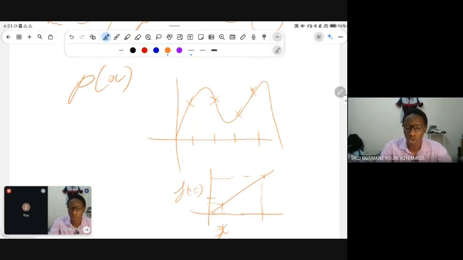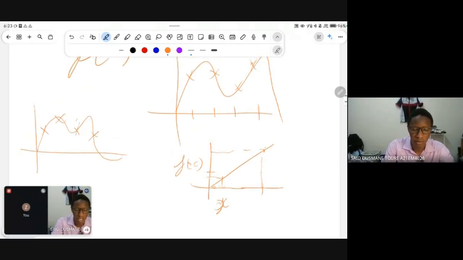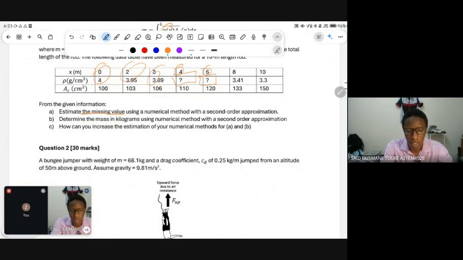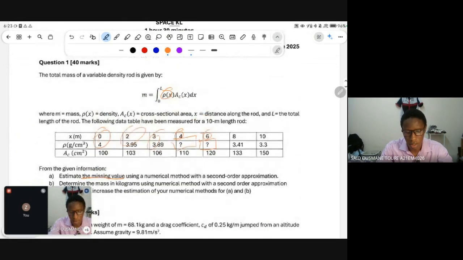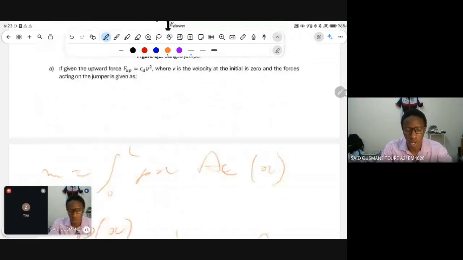Now, for the polynomial, it asks you to do 2 things. You have multiple points, and it asks you to take up to 1, 2, or 3 points to find this missing value. You are supposed to find this missing value. So how do you come about this? This is the function rho of x. You have x, okay? And then you are supposed to find rho of 4, rho of 0.